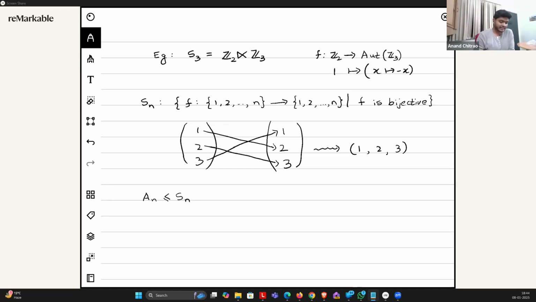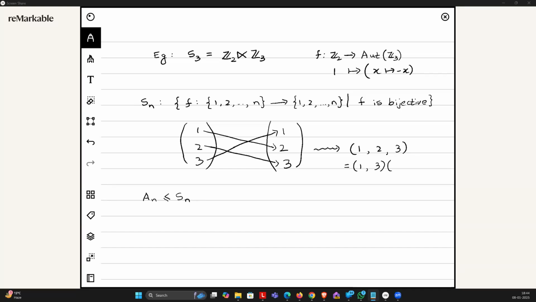Now, you said an element can be written as a product of an even number of transpositions. So what you are using is the fact that every element of Sn can be written as a product of transpositions, right? So how can (1 2 3) be written as a product of transpositions? It is (1 3) times (1 2).